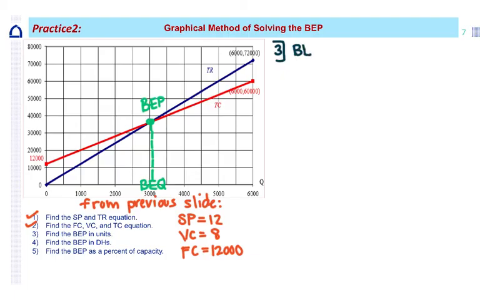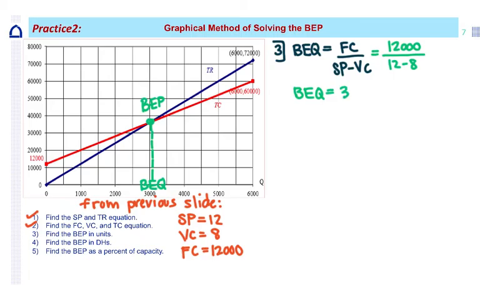So if we want to find the break-even quantity, we'll use the margin method. We divide the fixed cost by the margin, which is the selling price minus the variable cost. We'll plug those numbers in, 12,000 divided by 12 minus 8, and we get that the break-even quantity is, in fact, 3,000 items, which is what it looks like on the graph itself.